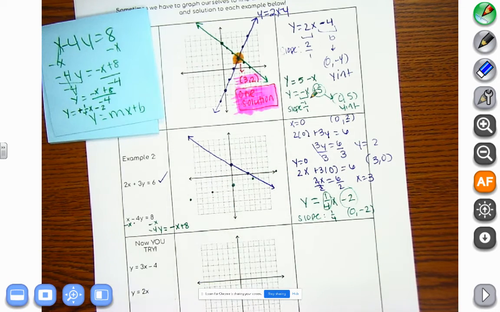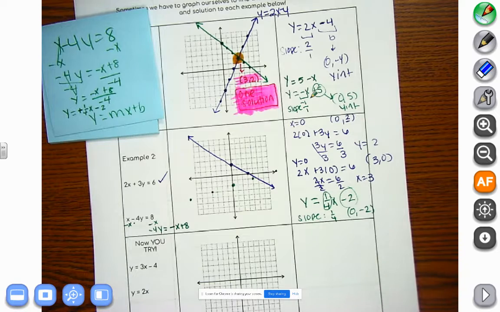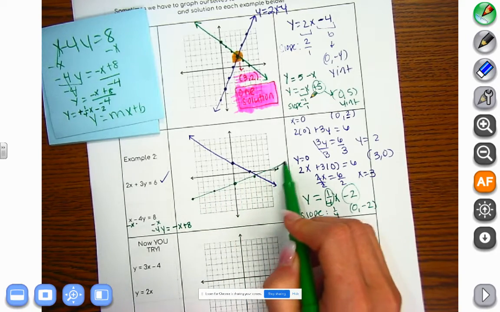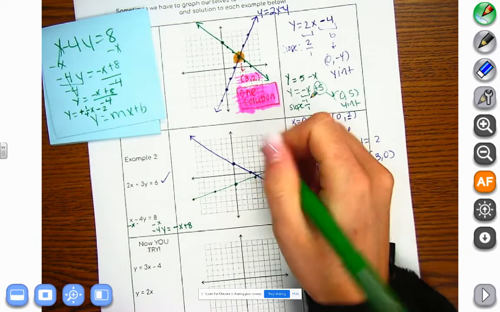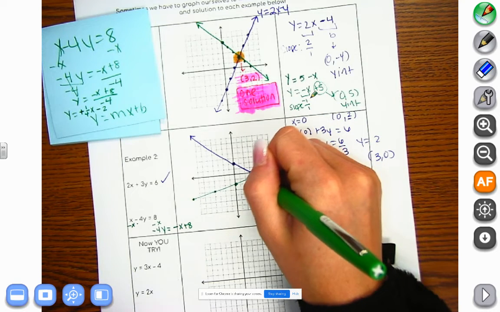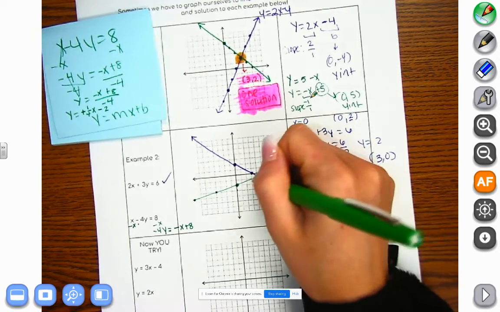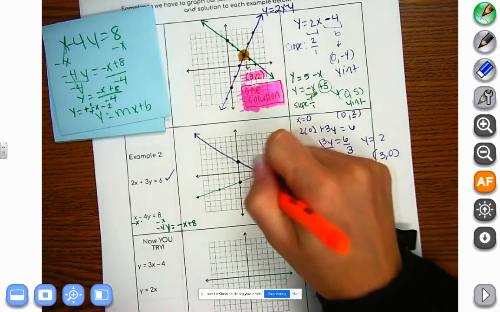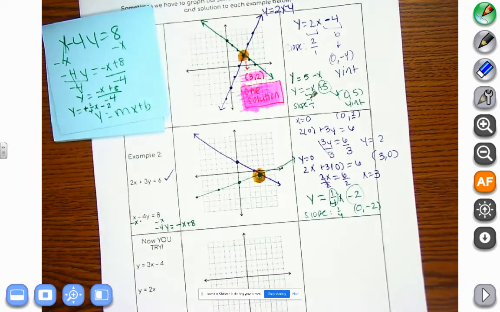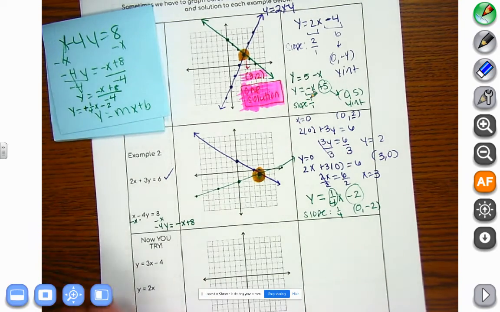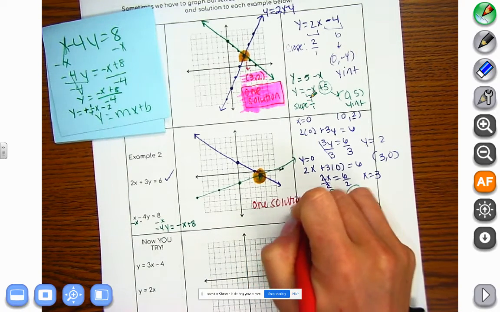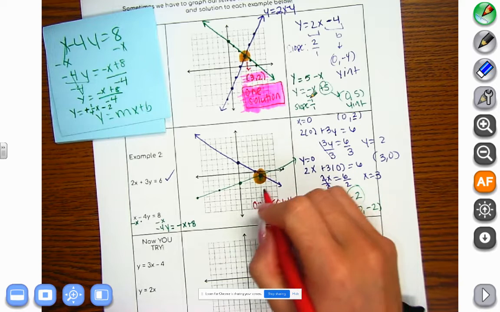And we would just connect those points with the straight edge, if you would like, or you can just try to do your best to make it straight. And you can see that our lines intersect here, which would be (4, negative 1). So again, we have one solution at (4, negative 1).